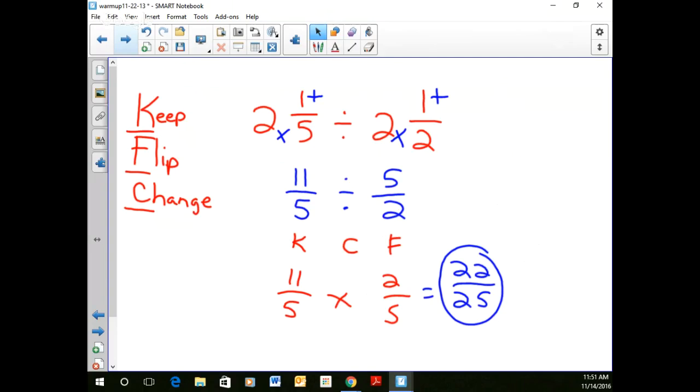So I've showed you in this video how to divide two fractions, how to divide a whole number by a fraction, and how to divide a mixed number by a mixed number using the keep, flip, change method.